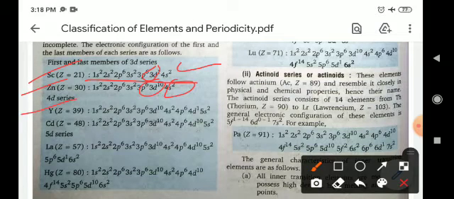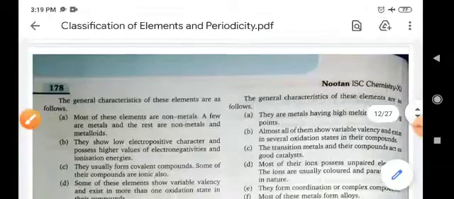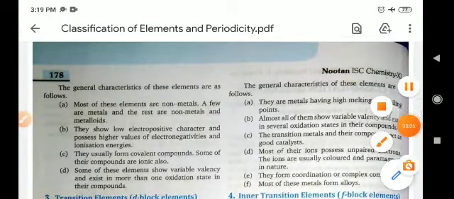Like that in the 4d series, yttrium 4d1 5s2, and last, cadmium 4d10 5s2. Lanthanum 5d1 and 6s2, and hafnium 5d10 and 6s2. So these are the electronic configurations of each series, and their first and last elements' electronic configurations. Now, the general characteristics of these elements.